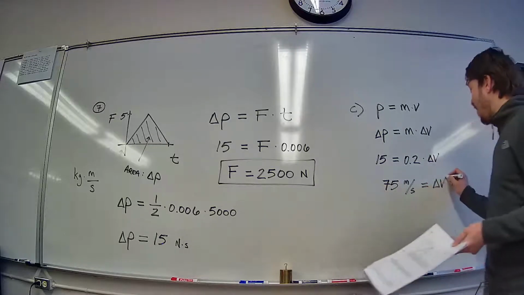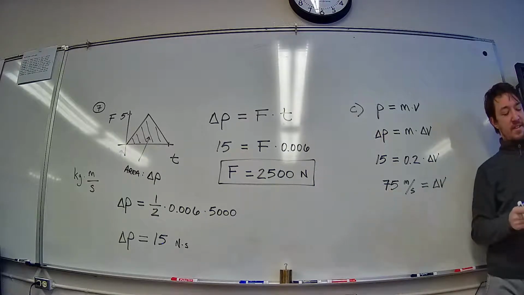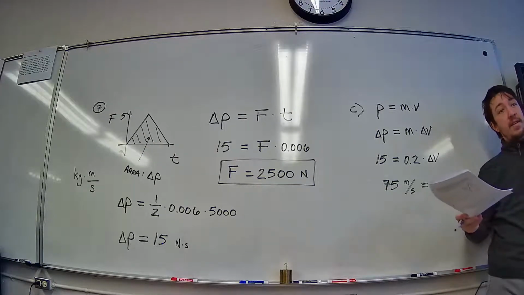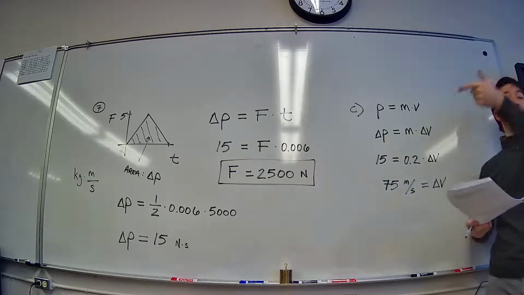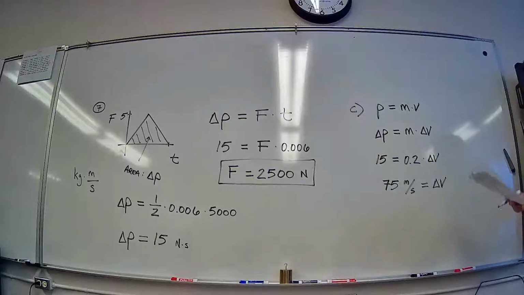Come on, someone's got to be brave. What's the final answer? 62. I like how you're thinking negative, though, because the bat hit the ball in the opposite direction from when it was traveling. So the answer is 62.